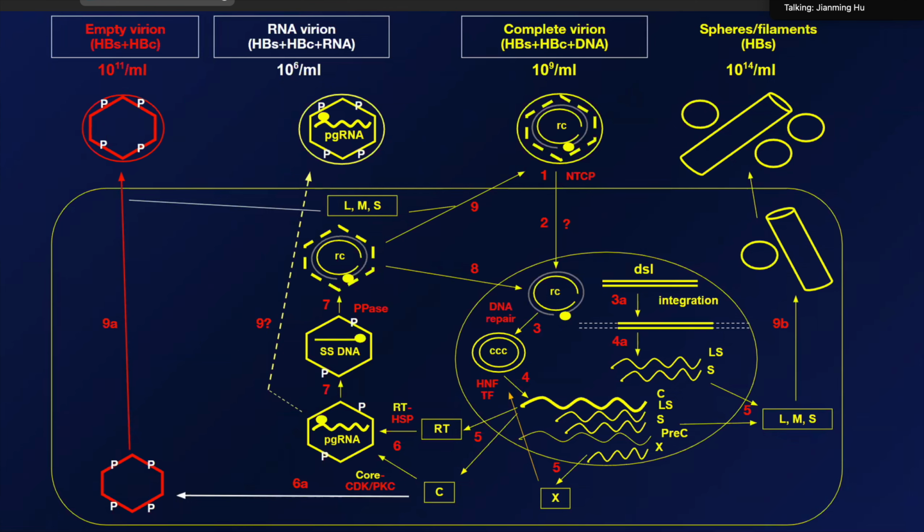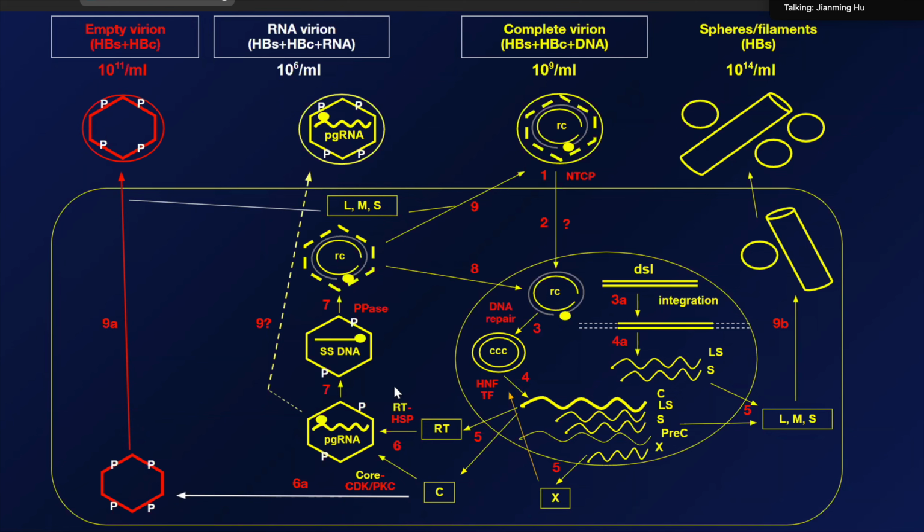Okay. In addition, on the right-hand side, there are depicted spheres and filaments, which I already talked about. What's important to notice is that spheres and filaments, or surface proteins, can be produced from cccDNA, but in addition, can also be produced from the integrated DNA. The integrated DNA comes from double-strand linear viral DNA, which for simplicity I did not depict there. But in the cell, there's always a small minority of double-stranded linear DNA, which can be integrated in the host cell genome. That's step 3A there.